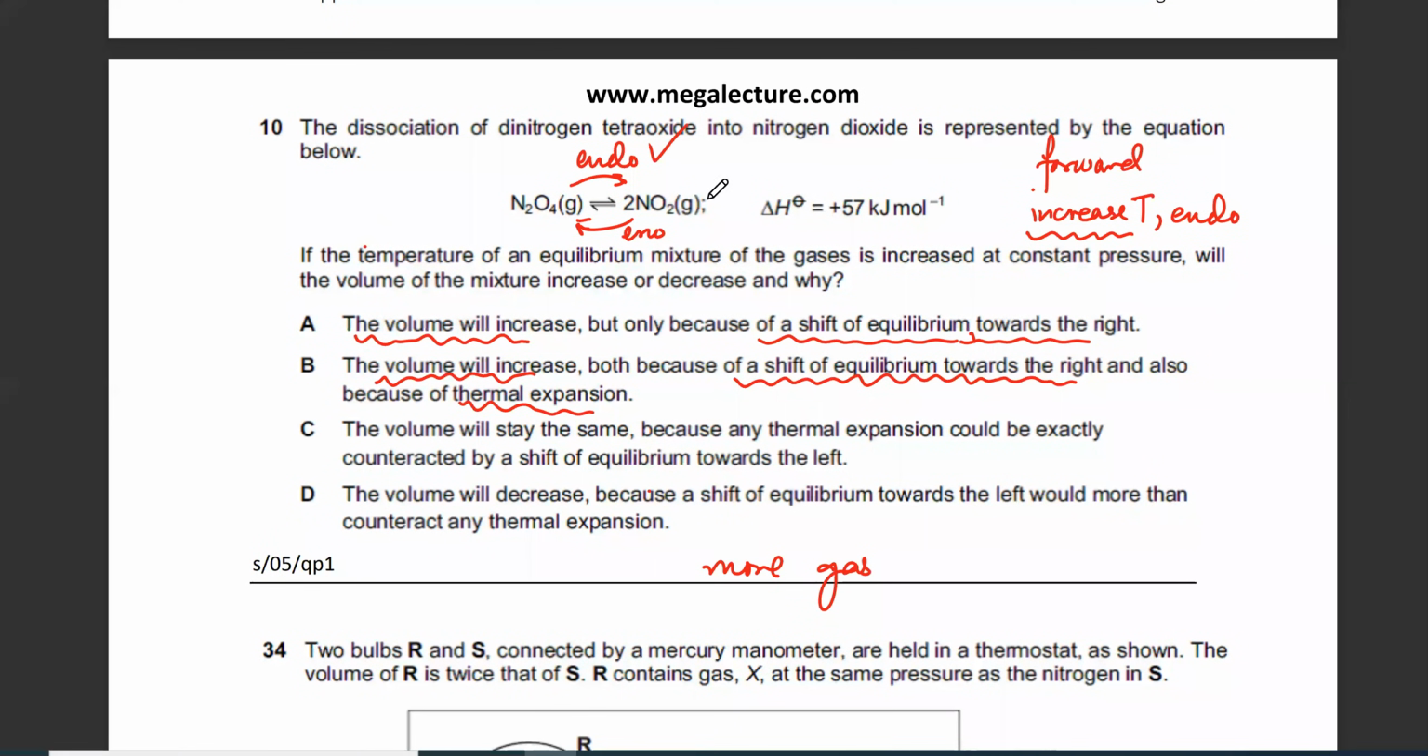So there are two reasons why the volume is increasing. Even if it wasn't an equilibrium reaction, the volume would still increase because of thermal expansion. Whenever you have higher temperature, the gases expand. So in this case, there are two reasons. One is that the equilibrium is shifting, so you're obviously getting more gas, or the quantity of gas doubles. One molecule changes into two. And the second one is also thermal expansion. That's also correct.